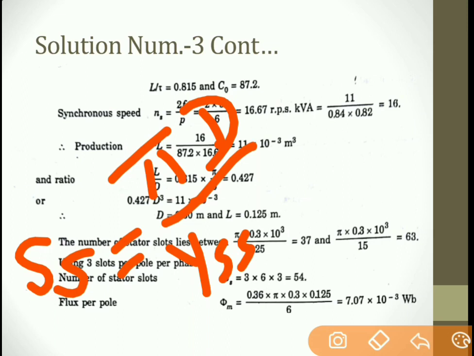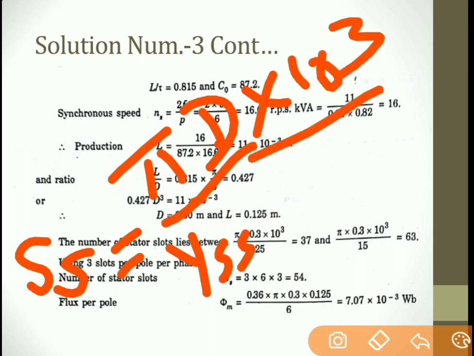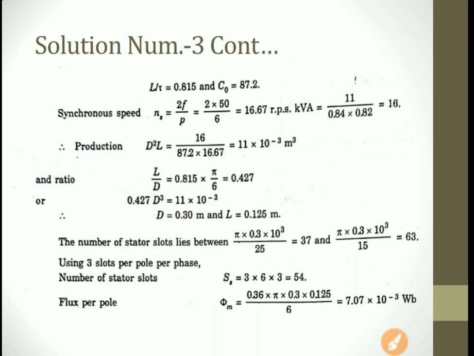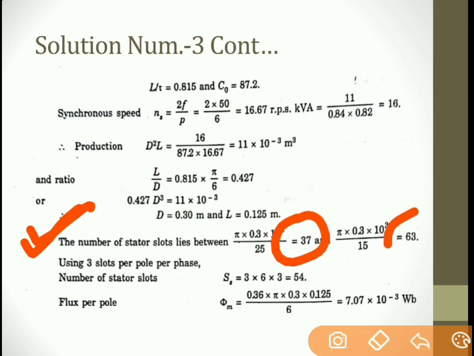YSS is a slot pitch, which is in mm. That is why we have multiplied it with 10 raised to minus 3. This 10 raised to minus 3 in denominator, when it goes to the numerator, becomes 10 raised to 3 in numerator. And that is how by considering two different values of YSS, one is 15, other is 25, two calculations are made and a conclusion is drawn out of it that the number of stator slots are lying between 37 and 63. This is really important.